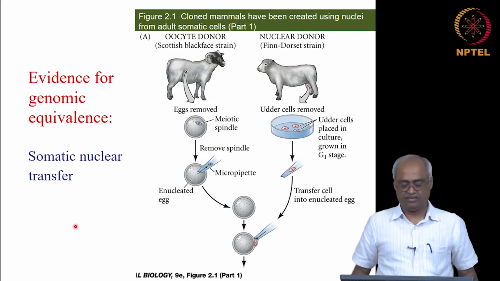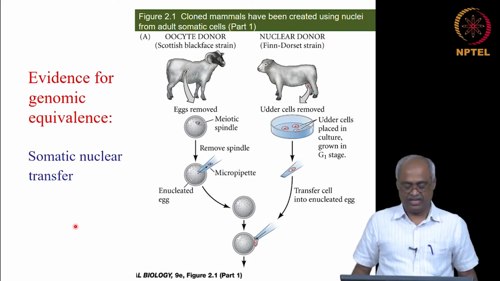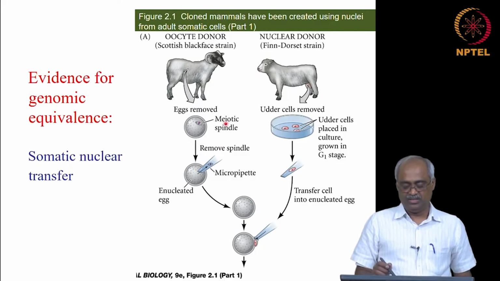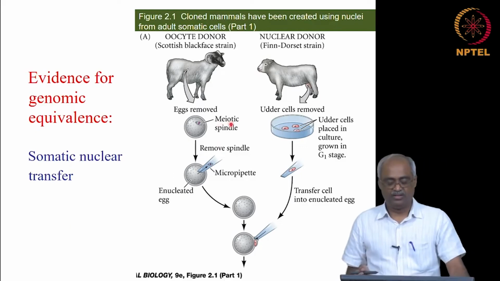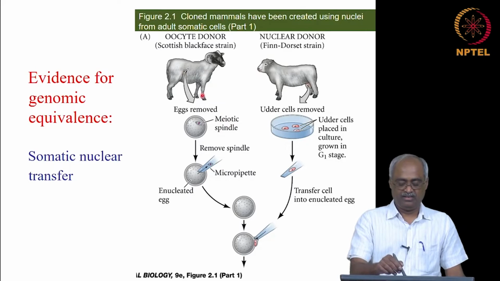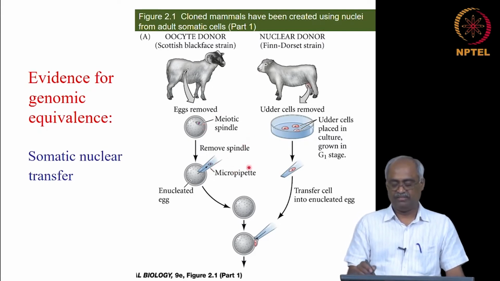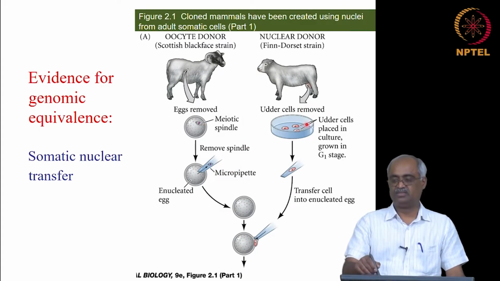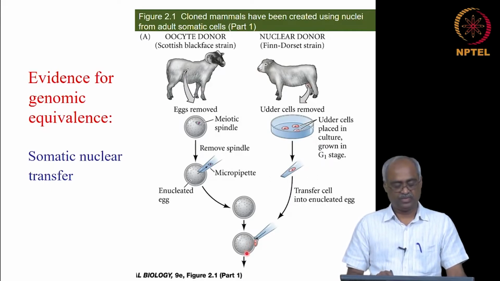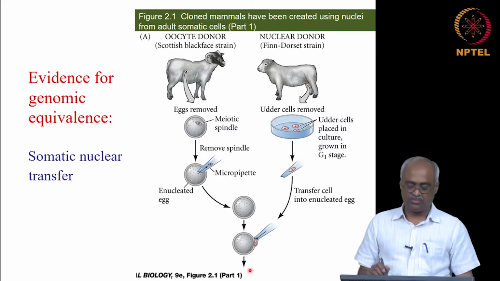Wilmut in Scotland, he and his group were able to do a very similar experiment in sheep. Like this is an oocyte donor from which you are taking the egg, then you take out the nucleus and the spindle, and then you take the udder cells from the nucleus donor, and you transfer it into the enucleated oocyte and then allow it to develop.